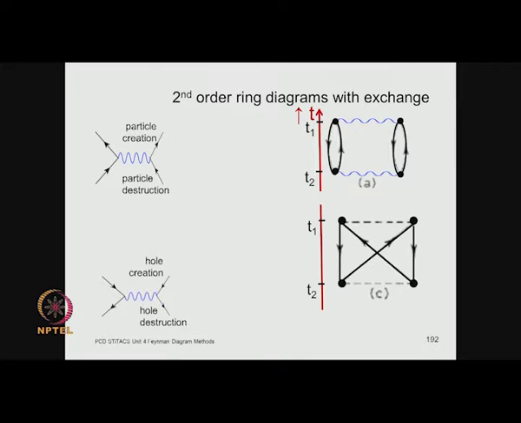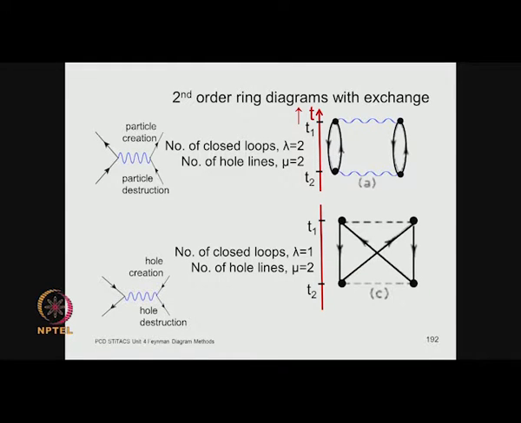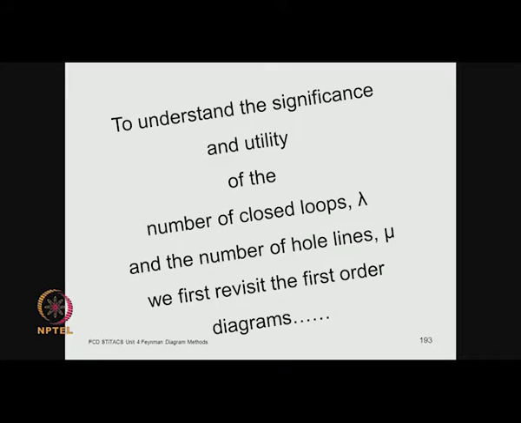So, we were dealing with these second order diagrams in our previous class. So, we had the Coulomb diagram, the direct and the exchange, and we had started talking about the number of loops and the number of whole lines. And in the exchange you have got one closed loop, as you can see, and the number of whole lines is 2, which is written as mu following the notation of Reims.